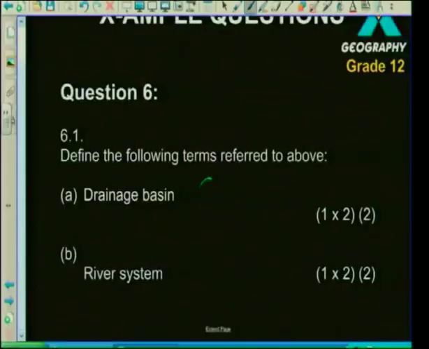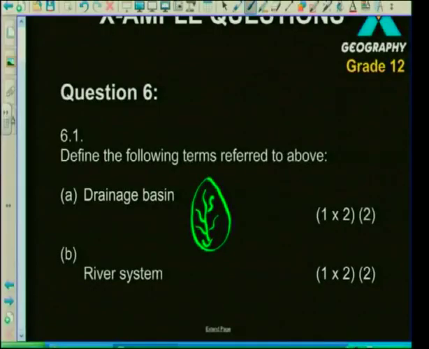Total area drained by the main river and all of its tributaries. I often find that if you draw a little diagram, you can explain your points a lot better. So there would be your main river, and there would be all your tributaries to go with your definition, where you say that it's the total area that's drained by the main river and our tributaries.